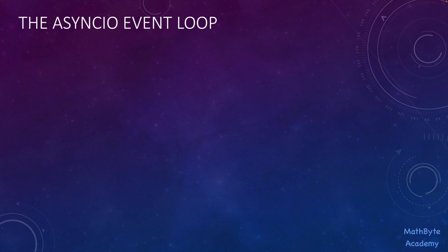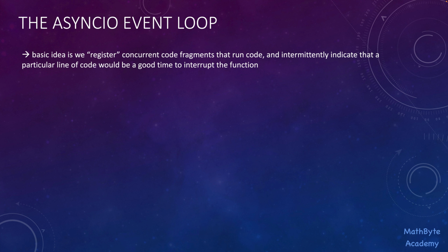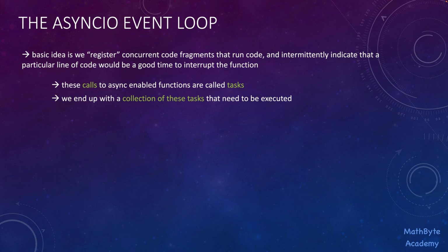So how does async work? Well, very roughly, the basic idea is that we register concurrent code fragments that will run code and intermittently indicate that a particular line of code would be a good time to interrupt the function that's running. So these calls to async-enabled functions are called tasks. And we end up creating a collection of these tasks that need to be executed. These are async tasks, they're based on async functions.